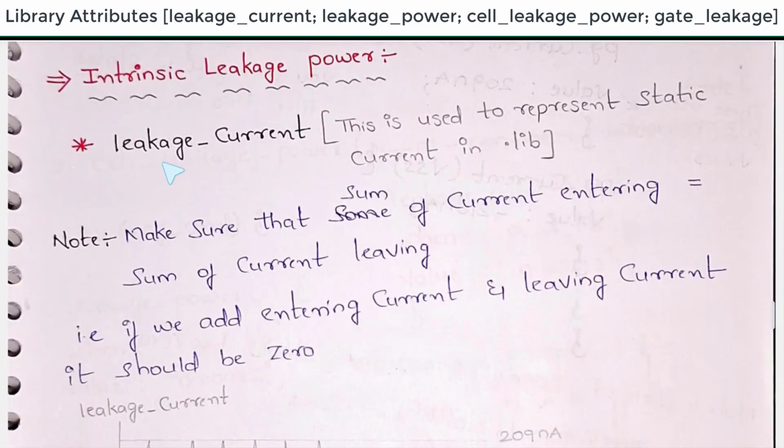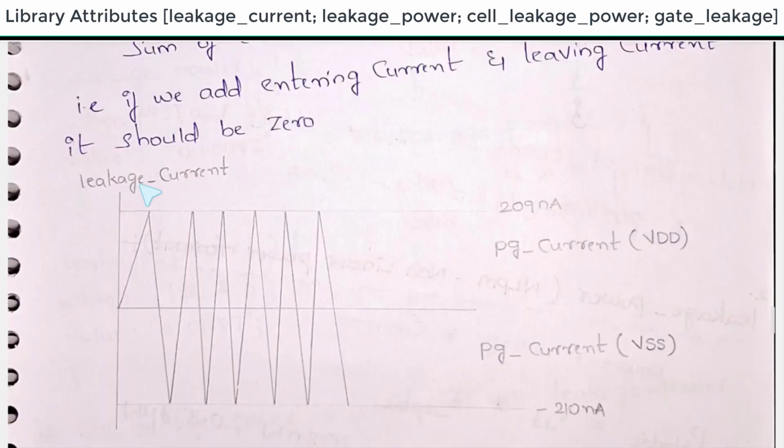So here the attribute leakage_current is used to represent static current within the dot-lib. Make sure it satisfies KCL, that is Kirchhoff's current law: the sum of current entering is equal to the sum of current leaving, or simply, if you add the entering and leaving currents, it should be 0. So if this is a leakage current, the above portion you can treat as positive, the bottom part as negative, and this point is called the origin. When you add the positive and negative, it should be 0.